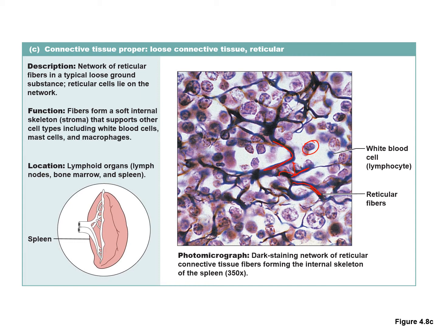Function is support, and location. This is part of what we call lymphatic tissue, because many of your lymphatic organs are made from this reticular loose connective tissue, and some white blood cells, right? So here you have white blood cells. So lymphoid organs, lymph nodes, bone marrow, and spleen. This is where you find a lot of this reticular connective tissue proper.